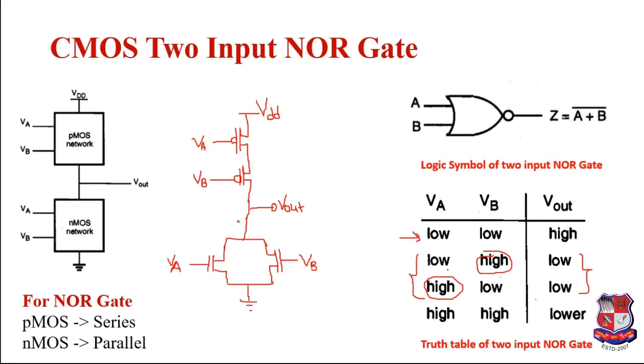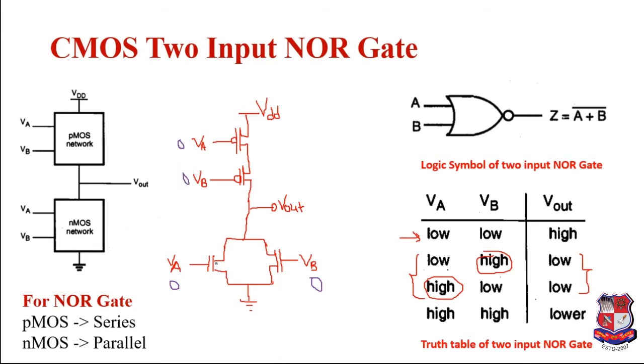So this is how you can design a 2-input CMOS NOR gate. Now let us verify this circuit with our truth table. In our truth table, both inputs VA and VB are 0 0 over here. So we will consider 0 over here and 0 over here. This VA and VB both are 0.